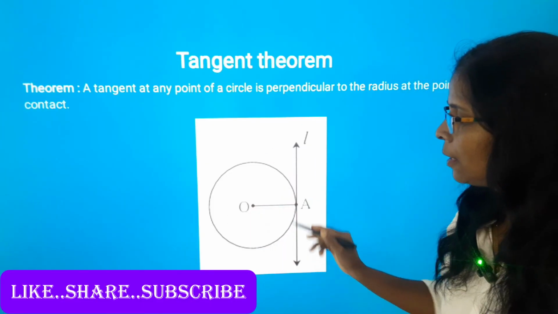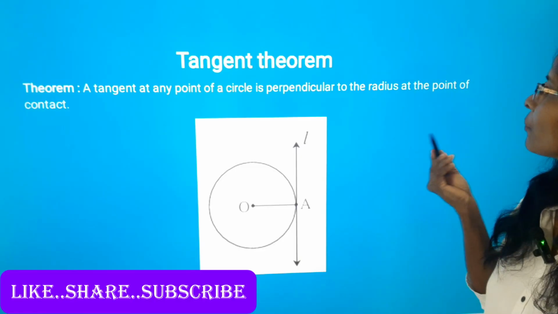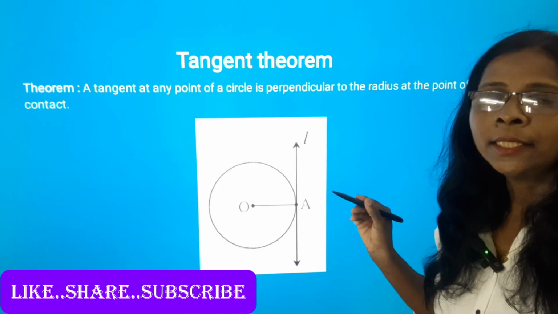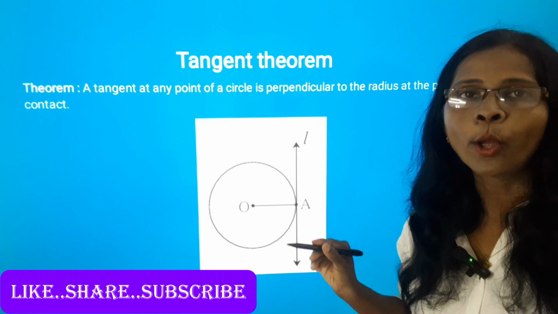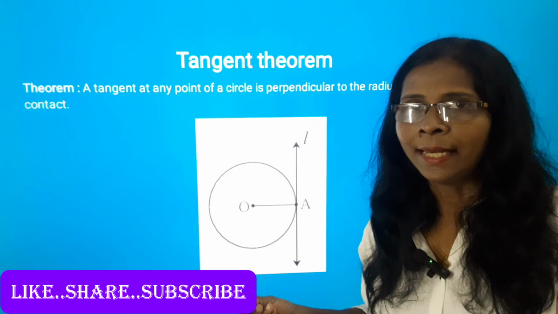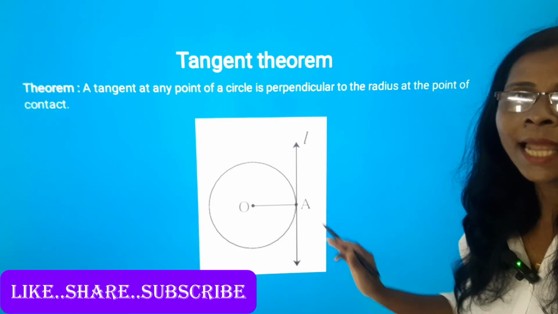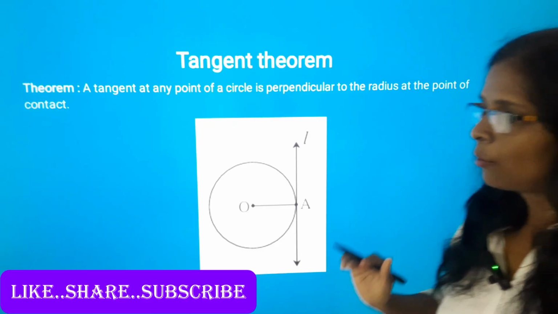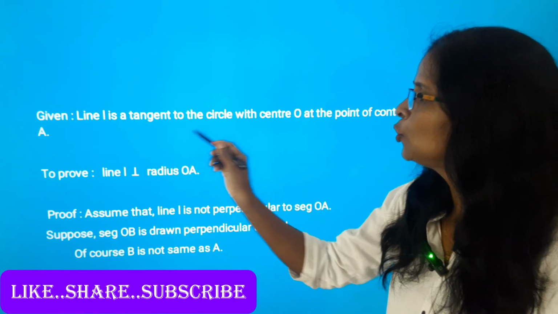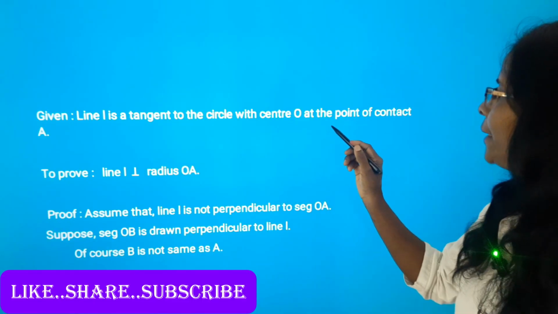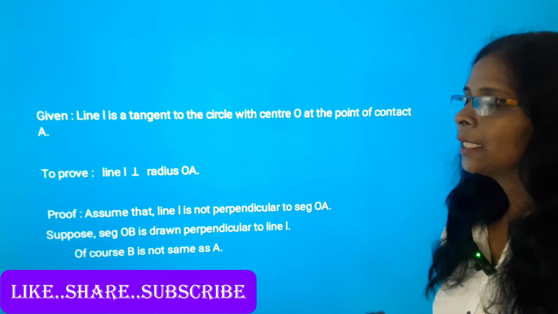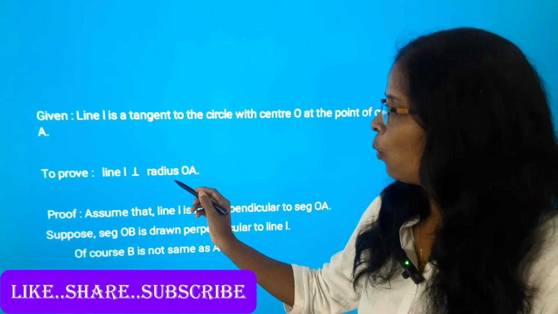There is a circle with center O, and there is a tangent, the line L, and there is a point of contact, that means the point which is common to both the circle and the line. So A is the point of contact, and line L is the tangent. Now we write the given: line L is a tangent to the circle with center O at the point of contact A. We have to prove that line L is perpendicular to the radius OA.